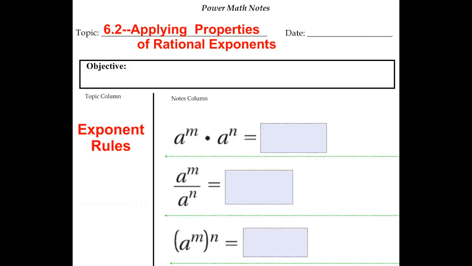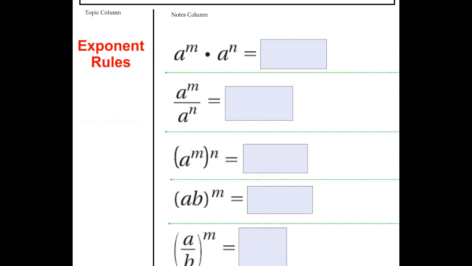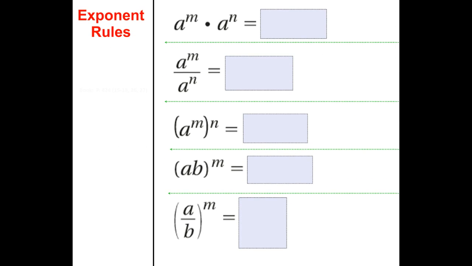All right, we're going to talk about chapter 6.2, which is applying the properties of rational exponents from Algebra 2. First thing we want to do is make sure you remember your exponent rules. So if you don't have those memorized or you don't have your notes in front of you, make sure you're watching these quick. Remember, a to the m times a to the n, our bases are the same. Our rule is a to the m plus n.